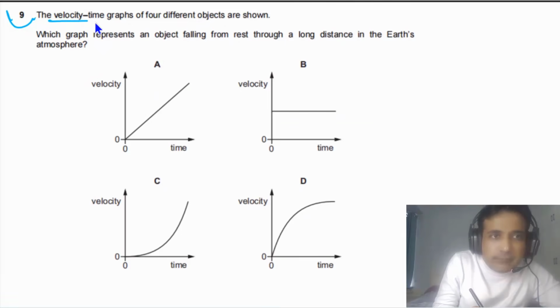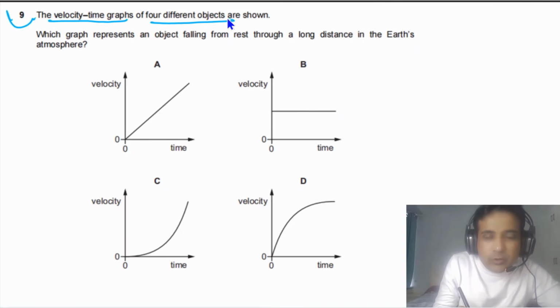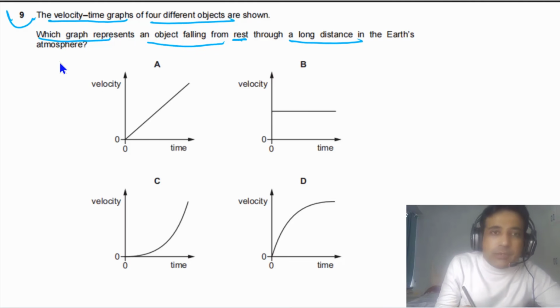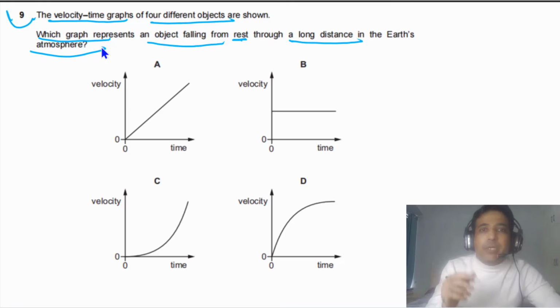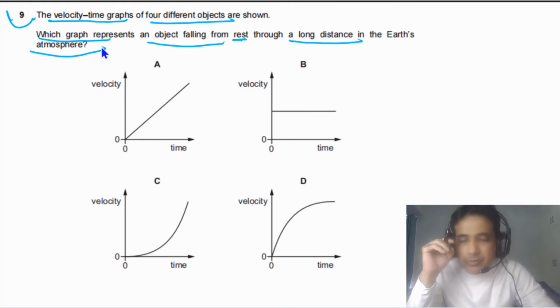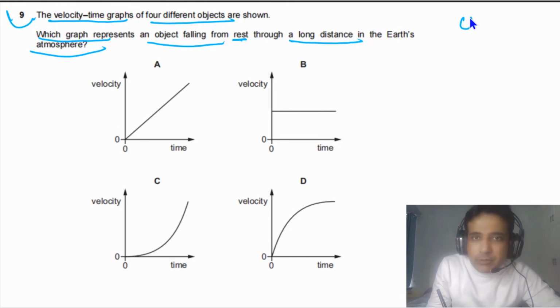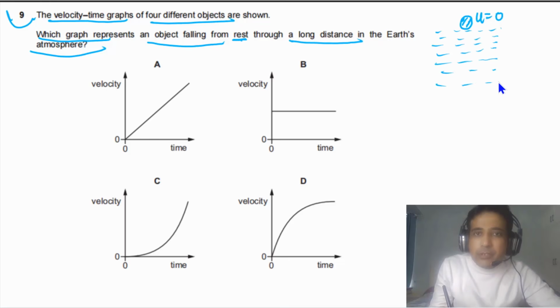Question number 9 says the velocity-time graphs of 4 different objects are shown. Which graph represents an object falling from rest through a long distance in Earth's atmosphere? It simply means that the ball started from rest and we cannot ignore air resistance. So simply we can imagine we have a ball and the initial velocity of this ball is equal to 0, and in this case air resistance is not negligible because there is Earth's atmosphere. These dots are representing the atmosphere.